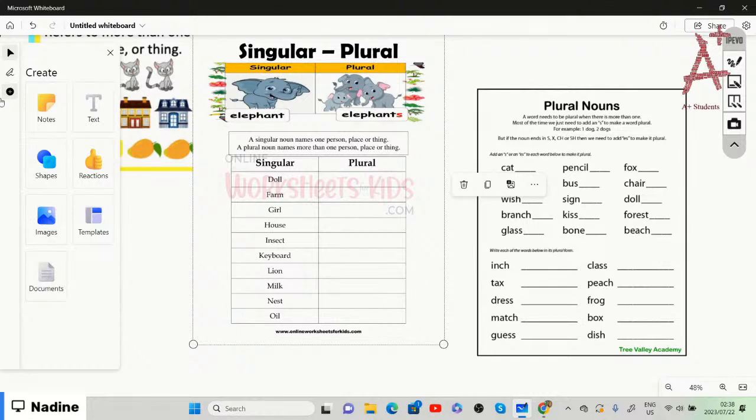All right. So a singular noun names one person, place, or thing, and a plural noun names more than one person, place, or thing. For example, doll is singular, right? Which means that if we change that word from singular to plural, it will be dolls.